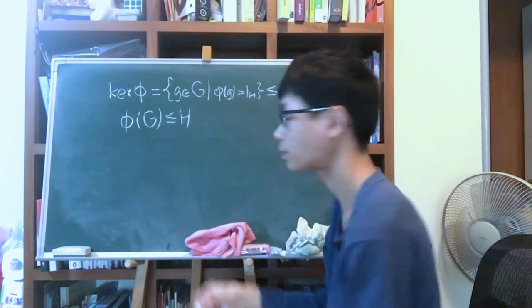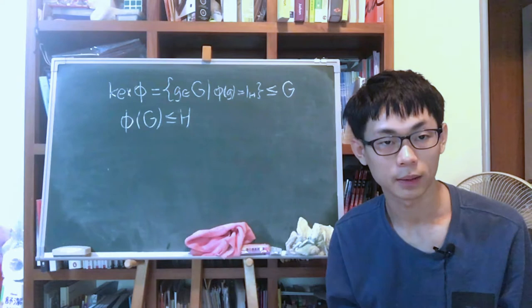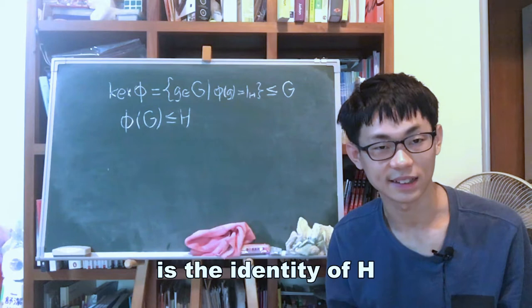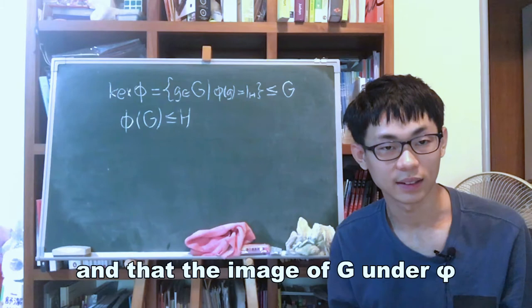It is easy to show that the kernel of phi, that is the set of g in G such that phi of g is the identity of H, is a subgroup of G, and that the image of G under phi is a subgroup of H.